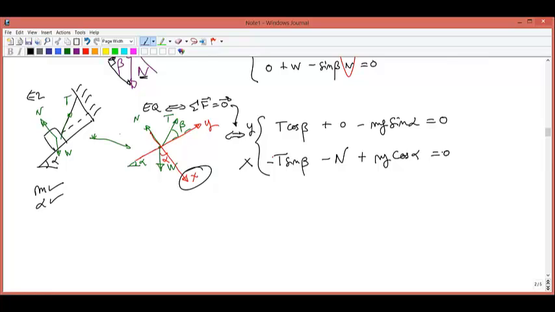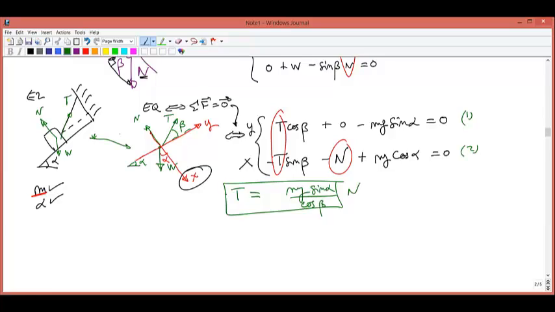Before we solve, let's do the check. What are the unknowns? If we know m, then we know mg. Therefore, the two unknowns are N and T. Okay, not bad. So let's practice a little bit of algebra. Let's use the substitution method. I'm going to solve for T from equation 1 and substitute into equation 2 to get the N. So obviously from equation 1, T is mg sin alpha divided by cosine beta.